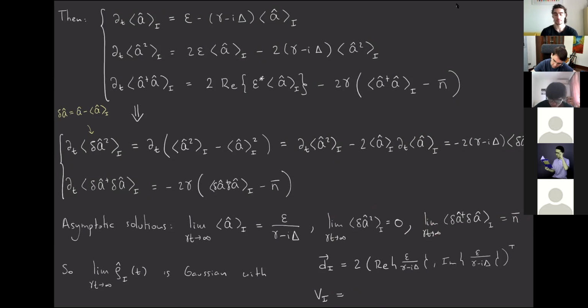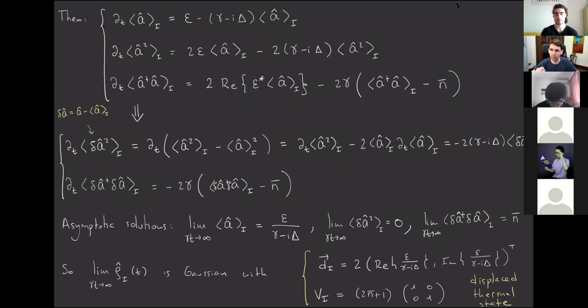This is just 2n plus 1 times the identity. So what is this? These two things together tell you that you have a displaced thermal state, which is something that we already knew from the Heisenberg picture, okay? So now in the Schrodinger picture, with evolution equations for expectation values, we have been able to find what is the state of the system in the intermediate picture, okay?